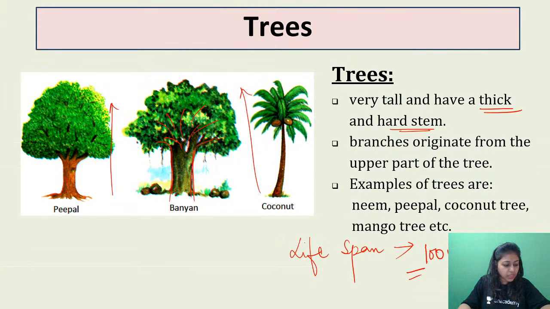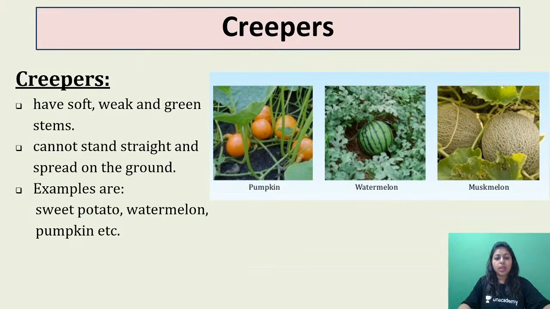Any doubts, any questions? Now, the next thing that we are talking about is creepers. So we have spoken about herbs, shrubs and trees, where we classified them on the basis of their strength, the lifespan and the thickness of the stem. Now there are a few of them like creepers.